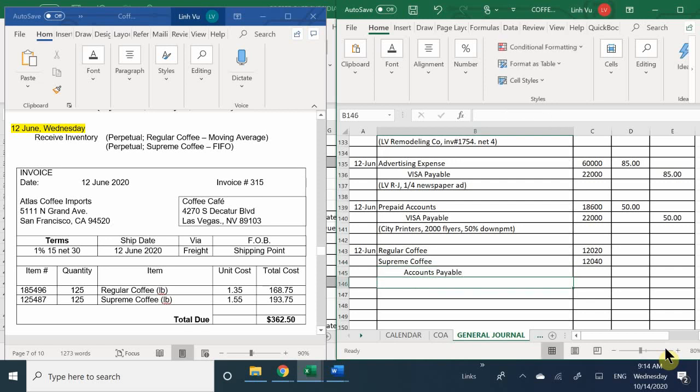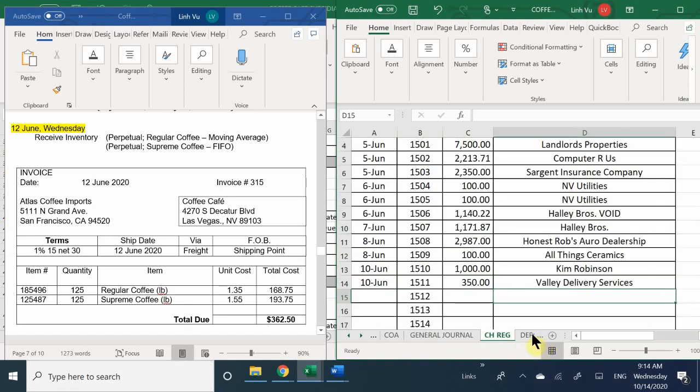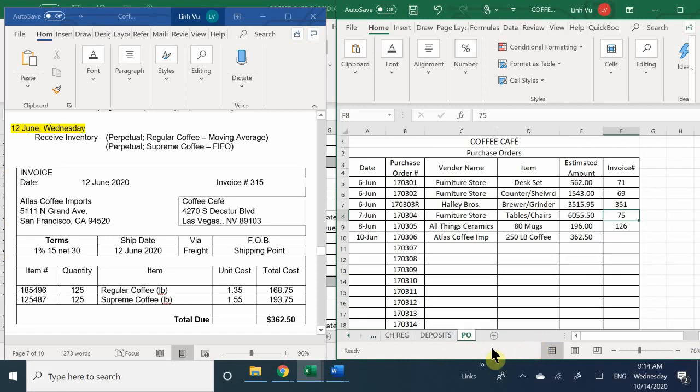Okay. Now, before we move on, let's go ahead and confirm that we actually received our inventory items in our purchase orders. So purchase orders. We received our 250 pounds of coffee, and the invoice number is 315. Okay, so yay, we finally got it, and it's validated that we received it.